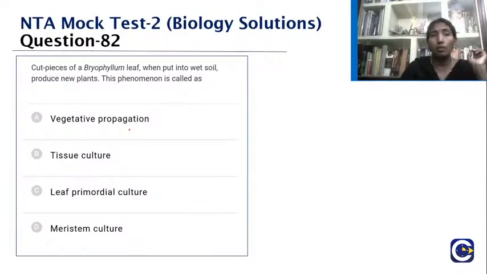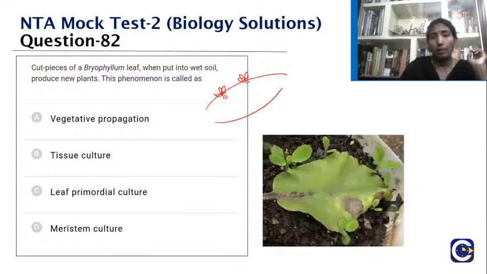This phenomenon is called vegetative propagation, not tissue culture, leaf primordial culture, or meristem culture. So it will not come with any culture. So you can see the Bryophyllum plant. I hope you all know it.